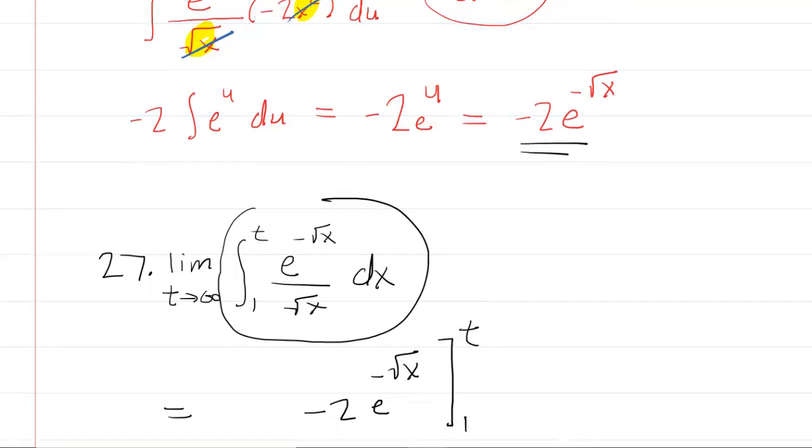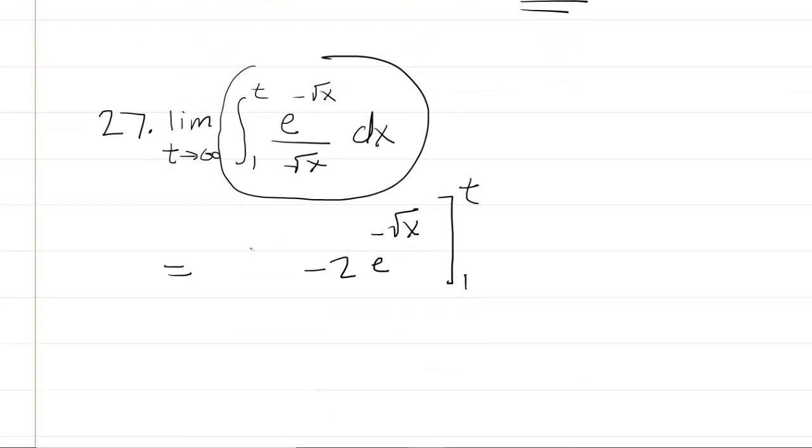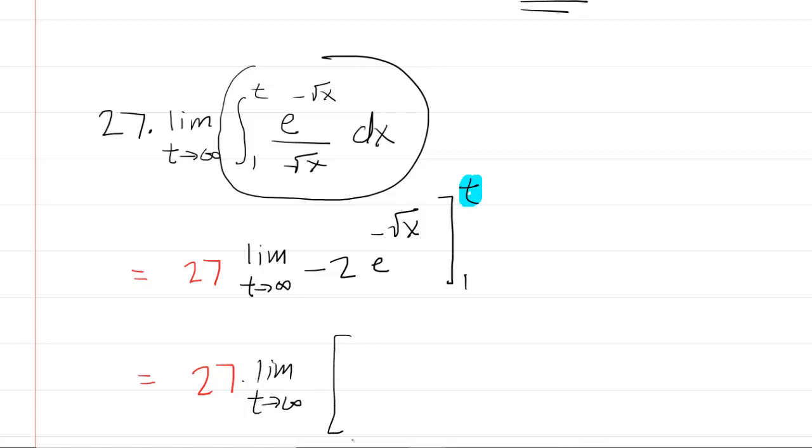Don't forget in front, as I notice students often do, you still have this limit as t approaches infinity. And furthermore, don't forget that we actually had factored out a 27. So really, this is what we have. And now what we're going to do is plug in our bounds. You recall that the upper bound gets plugged in first. So we'll do that. We'll have the 27 multiplied by the limit as t approaches infinity, and then we'll plug in that upper bound.